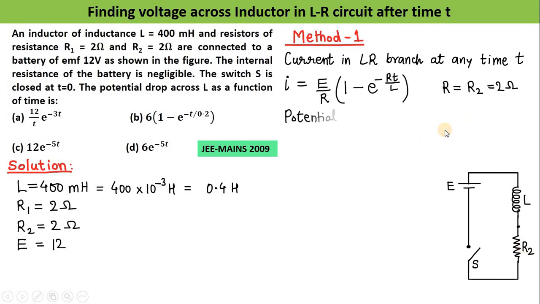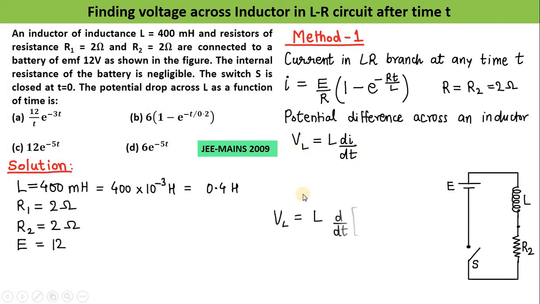Let us proceed further. The question has asked what is the potential drop across the inductance. The standard formula for the potential difference across an inductor is L into di by dt, where L is the inductance and di by dt is the rate of change of current with respect to time. As you can see in the above equation, the current I is given as a function of time t, so we can do the differentiation of di by dt. So VL, the potential difference across the inductor, can be written as L multiplied by d by dt of the current I. We put the whole expression of I in front of d by dt. Now we have to differentiate this expression to find the potential difference across the inductor.